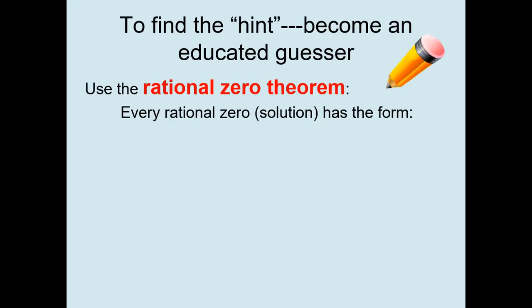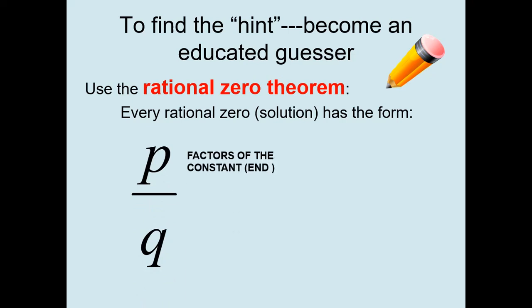So we need to find a hint. Something that can divide into the polynomial. So to find a hint, we're going to become a very educated guesser, because ultimately I'm going to have to divide a number into that to see if I can make something divide out. So we're going to use the rational zero theorem. Every rational zero solution has the form P over Q, where P is the factors of the constant, the end number, and Q is the factors of the lead coefficient, the beginning number.